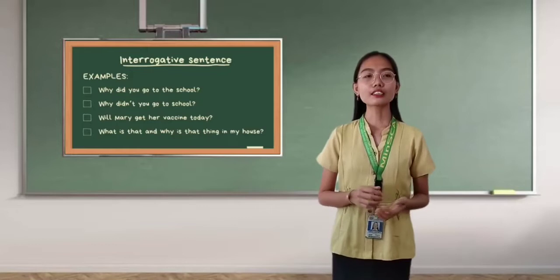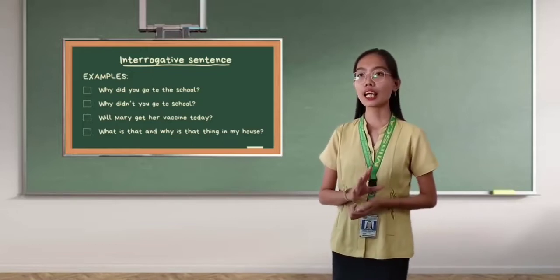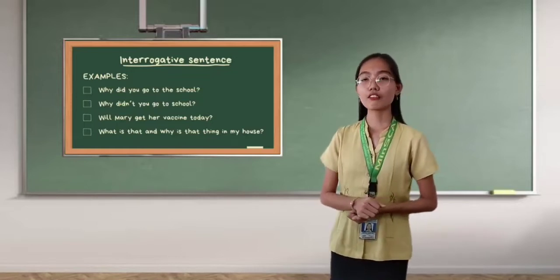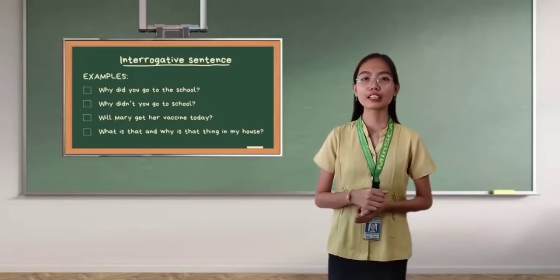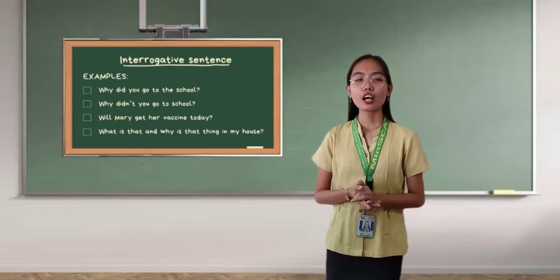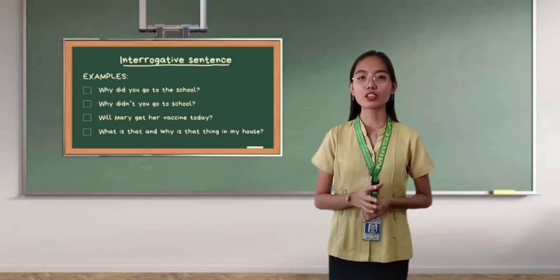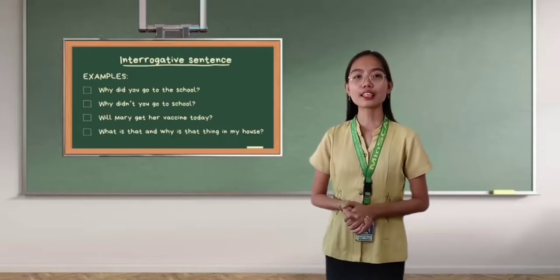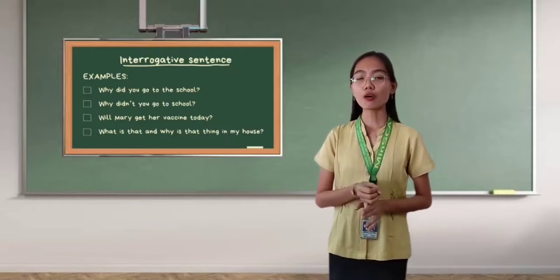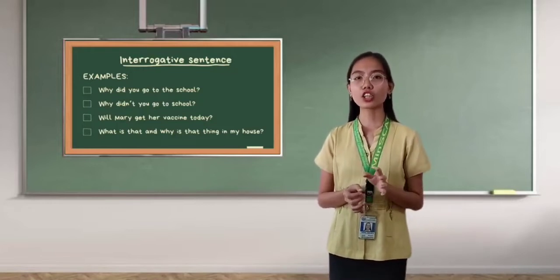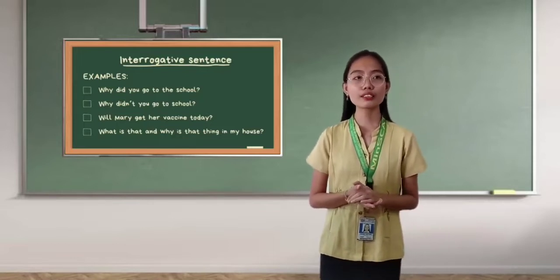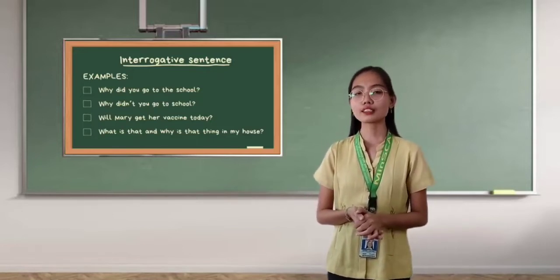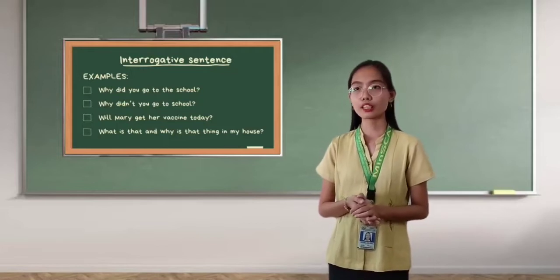On the other hand, an interrogative sentence can also begin with a non-WH word. For example, will Mary get her vaccine today? Just like the declarative sentence, interrogative sentences can also be compound sentences. Like, what is that and why is that thing in my house? So many interrogative sentences start with question words like how or why, but others are yes or no questions that begin with the verb instead of the noun. It is important to remember that interrogative sentences still require a noun and a verb to be complete. Do you understand?